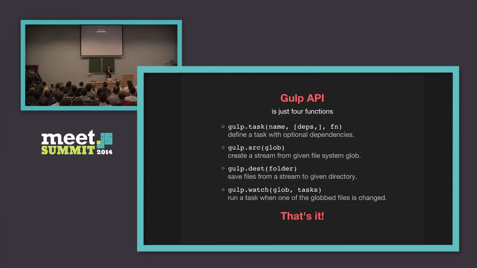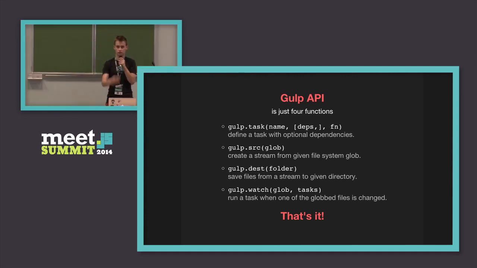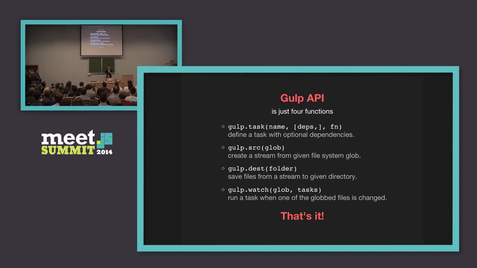And what is more, the Gulp API consists of only 4 functions. One defines the task: you give a name and a function that does it, and maybe some dependencies if you want to. There are gulp.src and gulp.dest functions, which take some files, and the destination makes you save those files in some folder. And gulp.watch is a utility function that watches for all the changes on the files whose path you gave in the first argument, and it runs the tasks that are defined there every time something is changed. And that's it. That's all you need to know about Gulp.